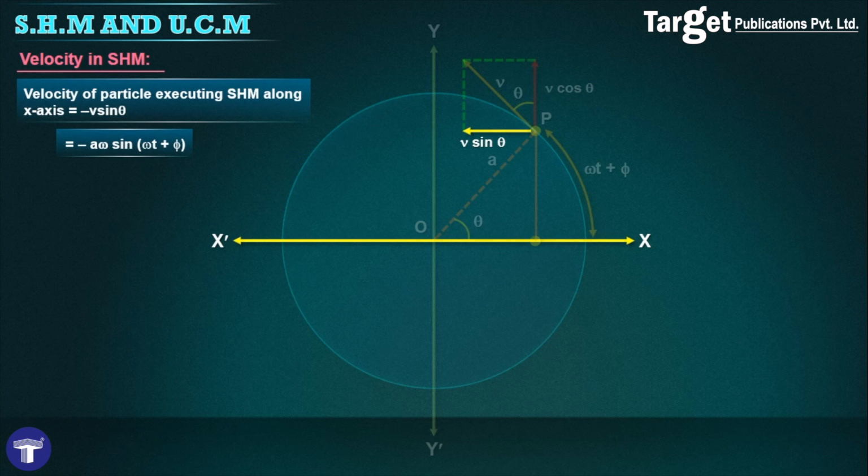But since v is equal to Aω, we get the velocity in SHM equal to minus Aω sin(ωt + φ). This is equal to minus ω√(A² − x²).